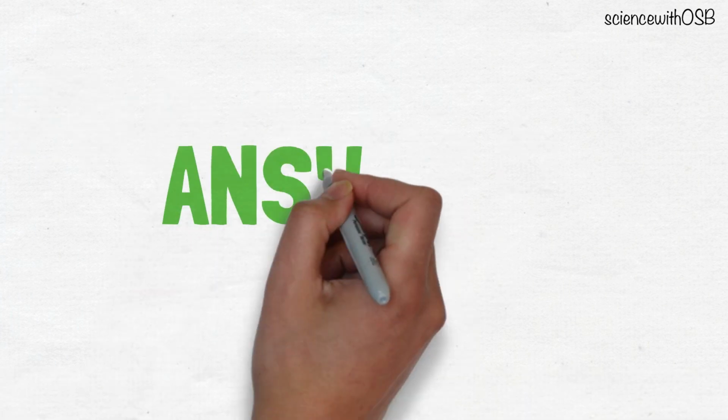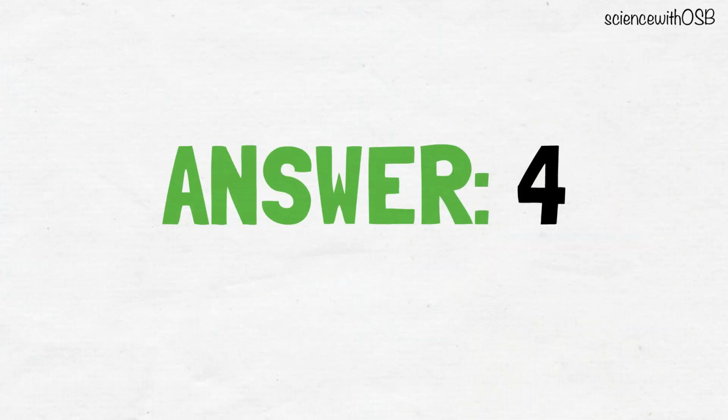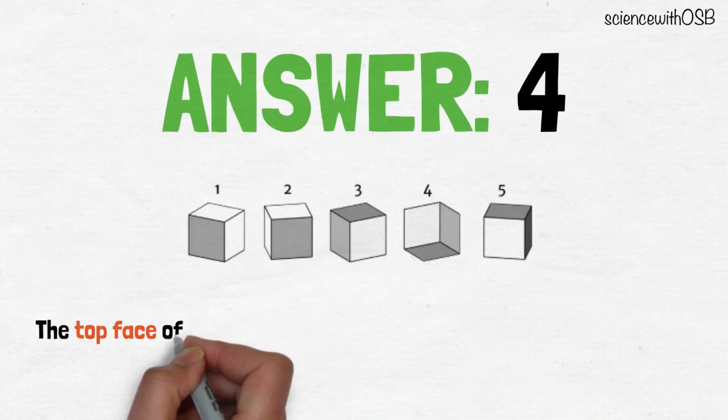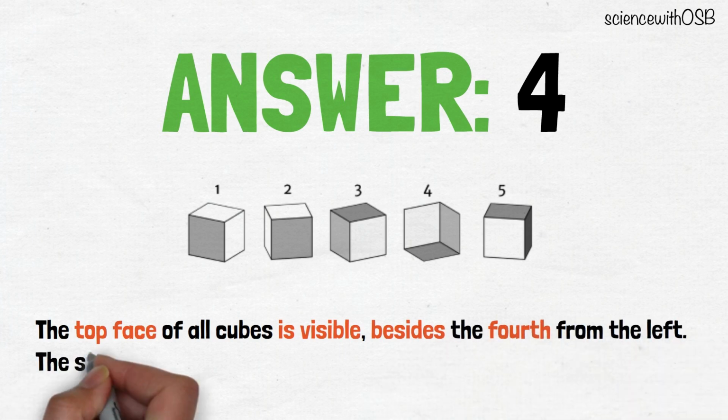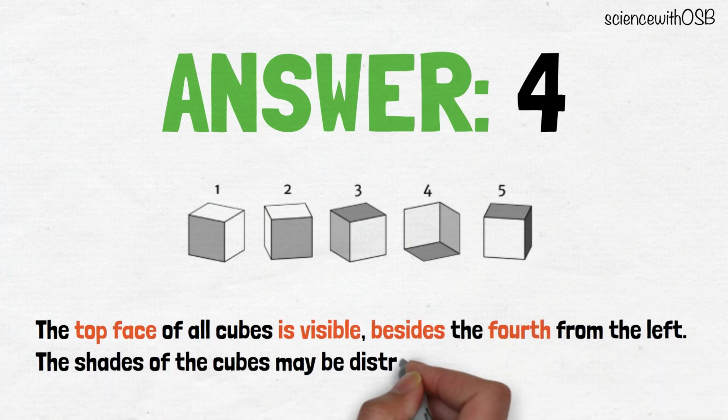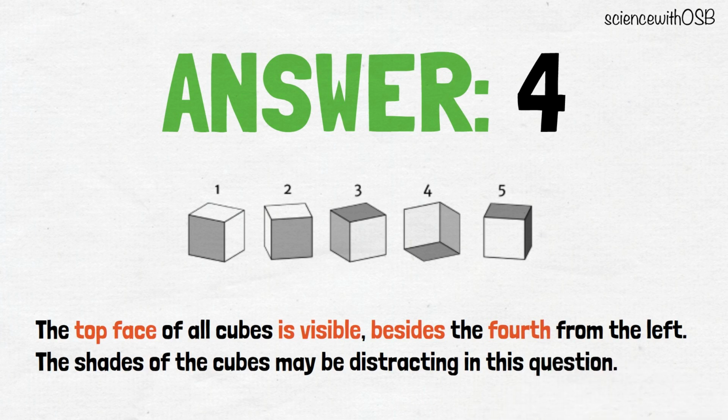The odd one out in this question is 4. The top face of all cubes is visible, besides the 4th from the left. The shades of the cubes may be distracting in this question.